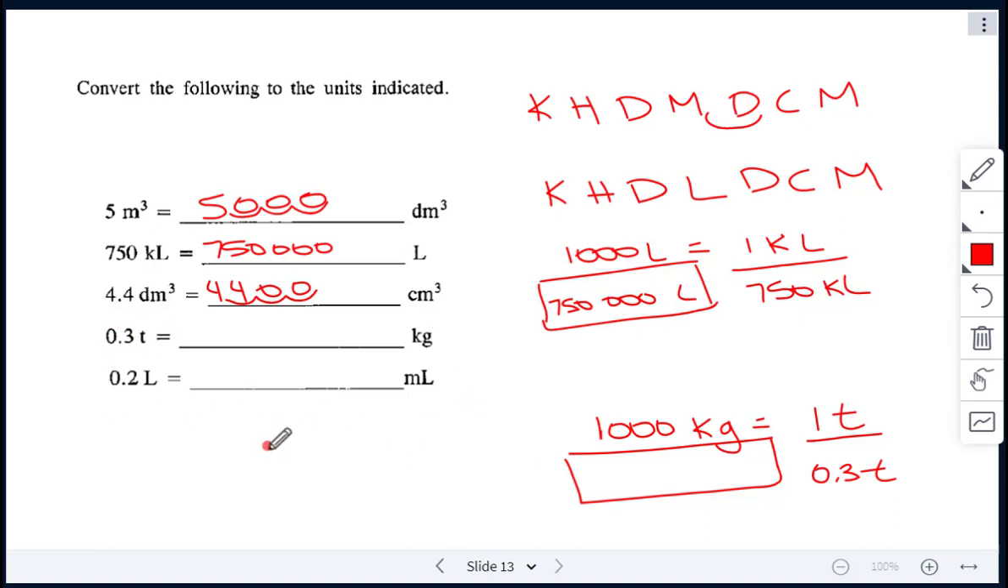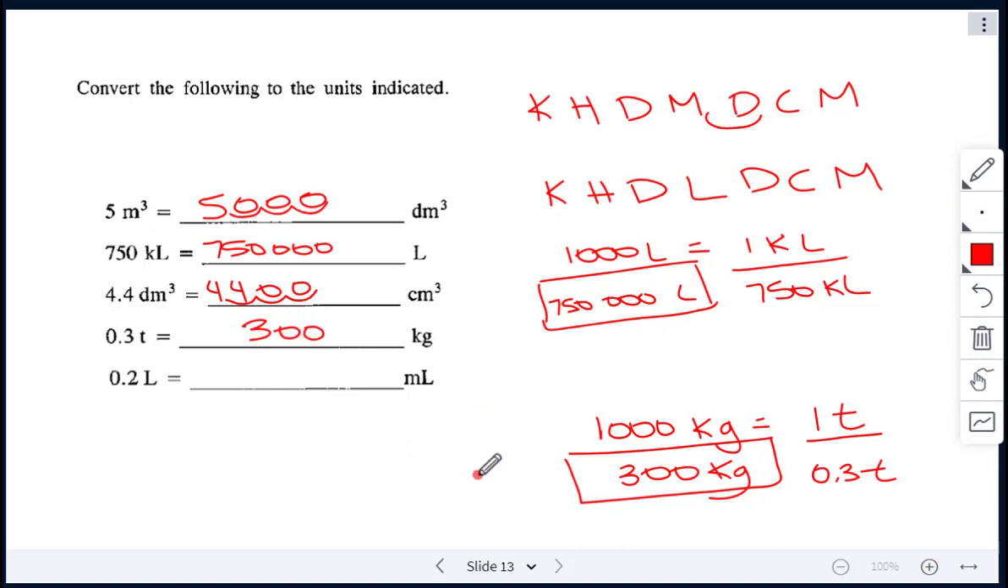Next, we have 0.3 tons, and we need to change it to kilograms. So I've already set up the ratio here. And so you're just going to multiply 1,000 times 0.3 divided by 1, and that gives us 300 kilograms. So there's our answer for that.